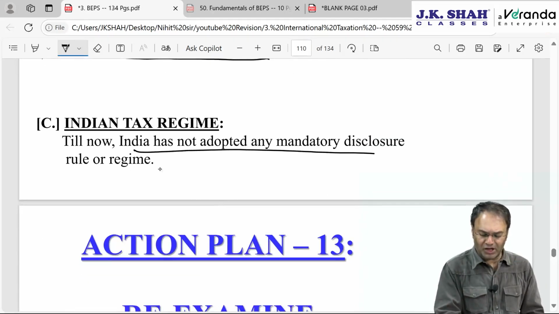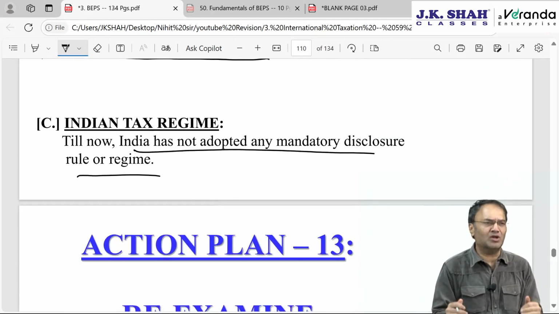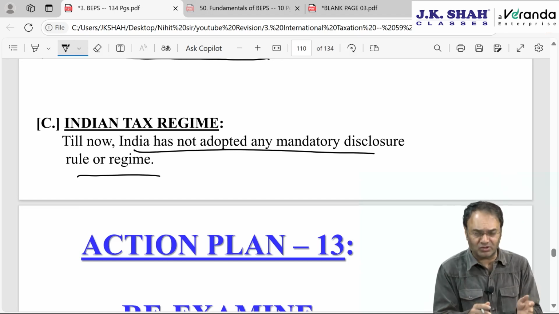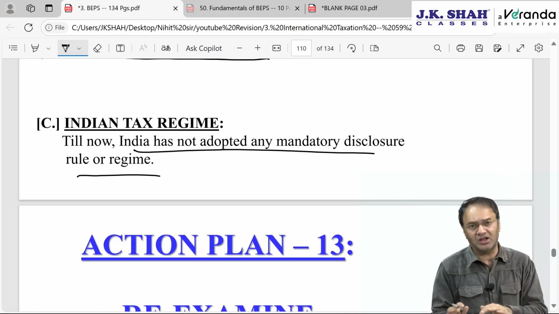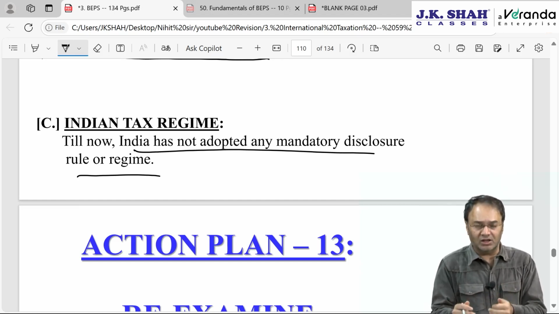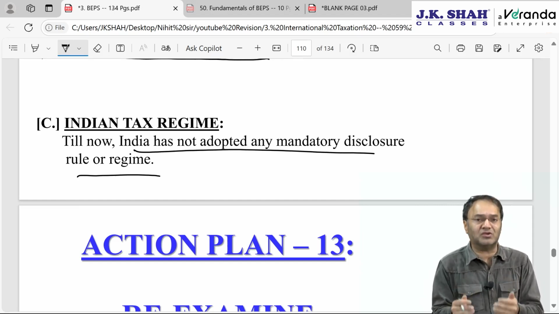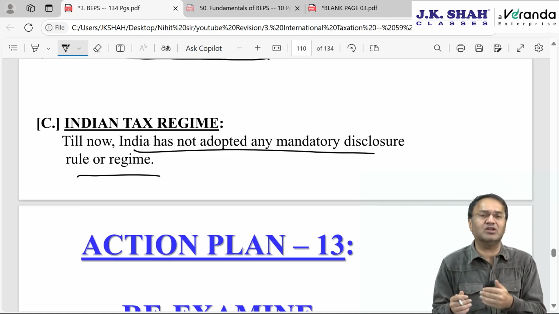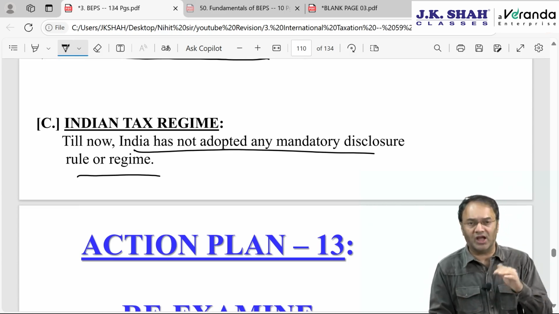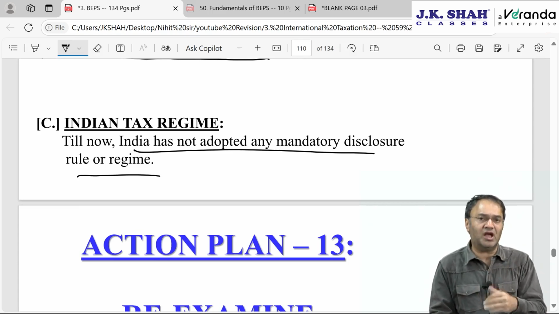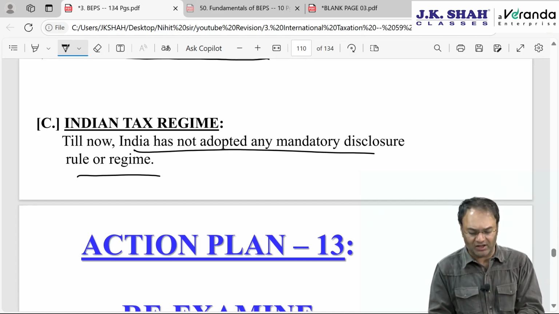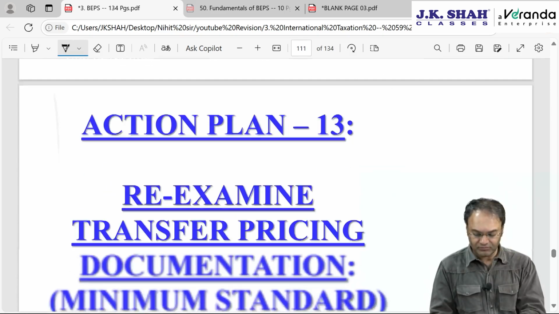India has not adopted any mandatory disclosure rule as of now, but certain things are required to be disclosed in the IT return which are not regarding aggressive tax planning. Here we are talking about, in Action Plan 12, disclosure of aggressive tax planning. And in the IT return, we have a disclosure with regards to assets outside India and personal assets in India if the income exceeds 50 lakh. That is on a different footing.